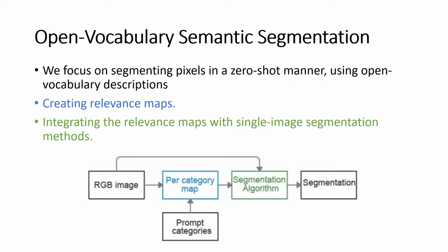In our work, we propose a computationally lean method for segmenting objects that does not require new data annotations and achieves high accuracy results. The input to our method is an RGB image together with prompt categories that we want to segment, and then eventually we output a discrete segmentation map. Our pipeline consists of two main stages. The first stage is about creating high-quality relevance maps. The second stage is about integrating the relevance map into single-image segmentation methods.